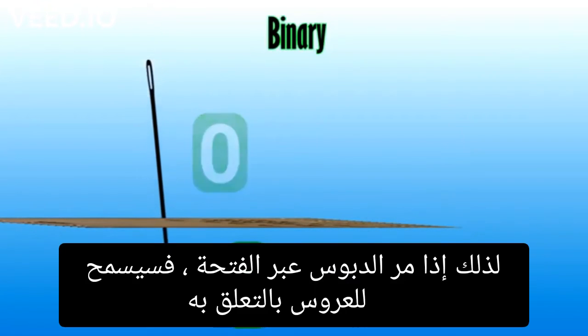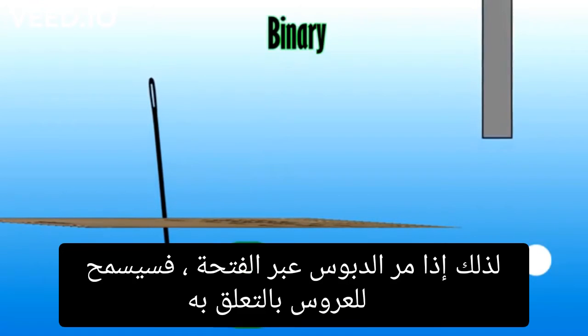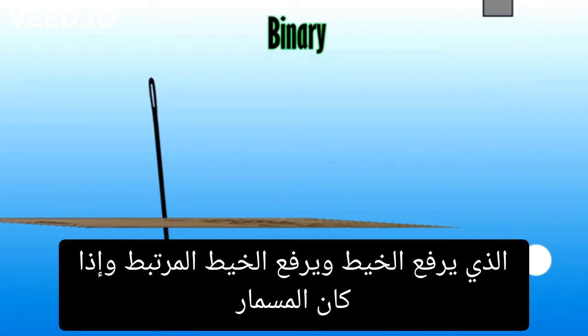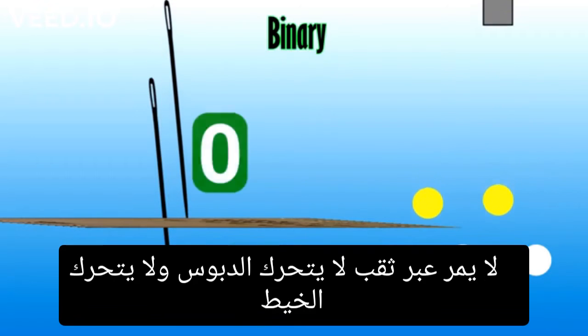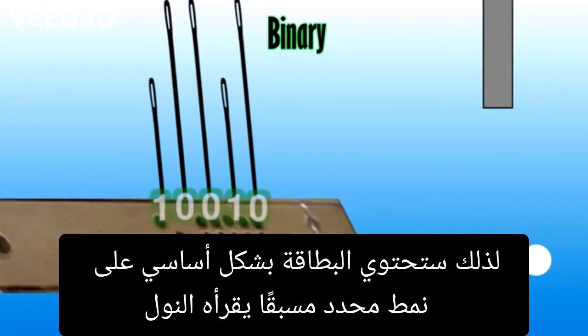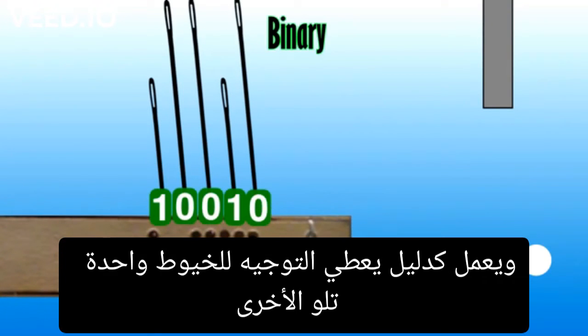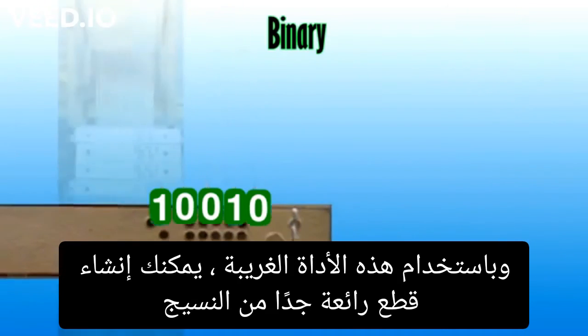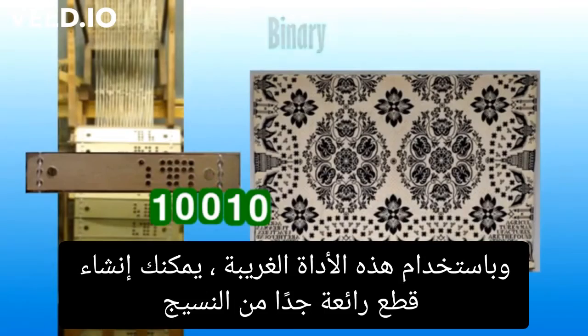And so if the pin goes through the hole, it would allow a rod attached to it to lift, which lifts the string and lifts the associated thread. And if the pin does not go through a hole, the pin doesn't move and the thread doesn't move. So essentially, the card would hold a preset pattern that is read by the loom and serves as a guide, giving the direction to the threads one at a time. And with this contraption, you could create very fancy pieces of weaving.